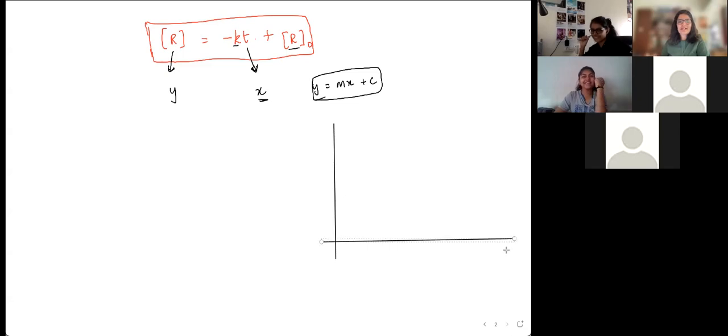Okay, so let's put it on a graph. Y equal to mx plus c. What will that graph look like? This is the x axis, the time variable axis, and this is the concentration axis. So what will the graph between concentration and time look like?